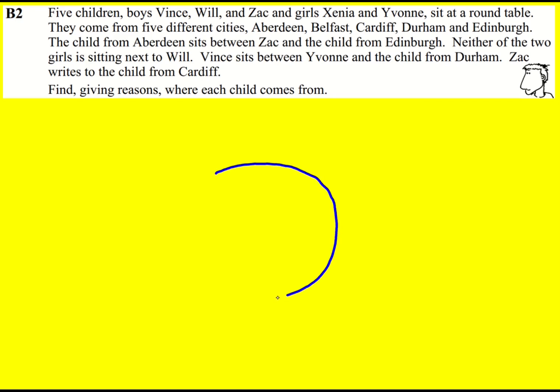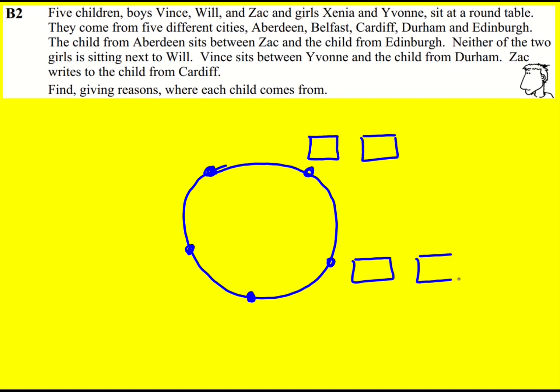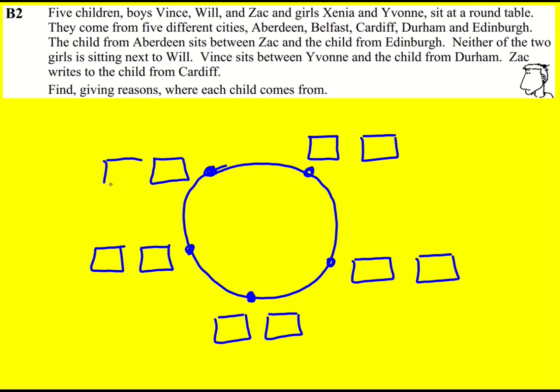Going to draw my round table here. And then I've got 5 people to seat. 1, 2, 3, 4, 5. I'm going to draw a box for their name and one for where they are from in each case. Okay, so that's a pretty good setup.